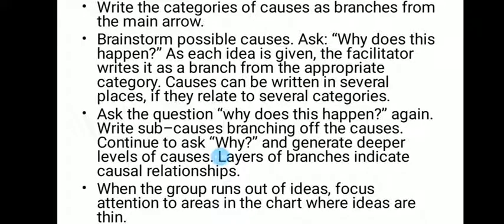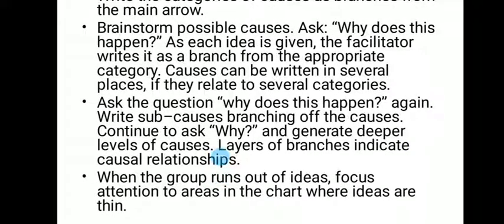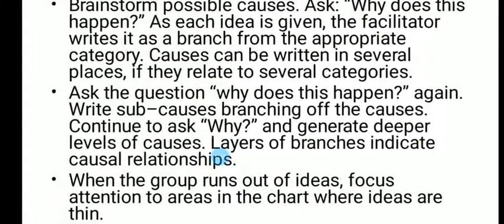Then write sub-causes, branching off these causes. Continue to ask why, and generate deeper levels of causes. The layers of branches indicate causal relationships, and also the casualness, or that the worker will not do this job properly. In each and every place the worker approaches the work casually. The layers of branches indicate these causal relationships.